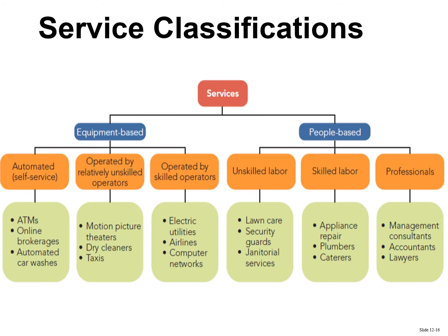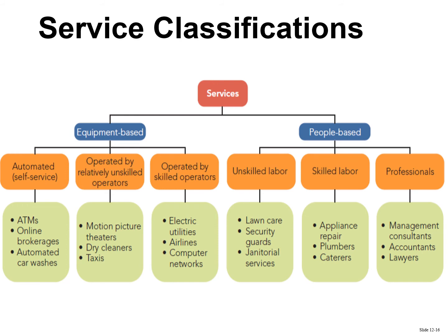The second one is operated by relatively unskilled operators. You do need equipment in there, but you also need some unskilled labor. You can use them, for example, for motion picture theaters or dry cleaners or taxis. You need to have the equipment, but you can have some unskilled operators to perform those equipment. And the last one is operated by skilled operators. Again, equipment is important, like electric utilities or airlines or computer networks, but these are to be operated by skilled operators.